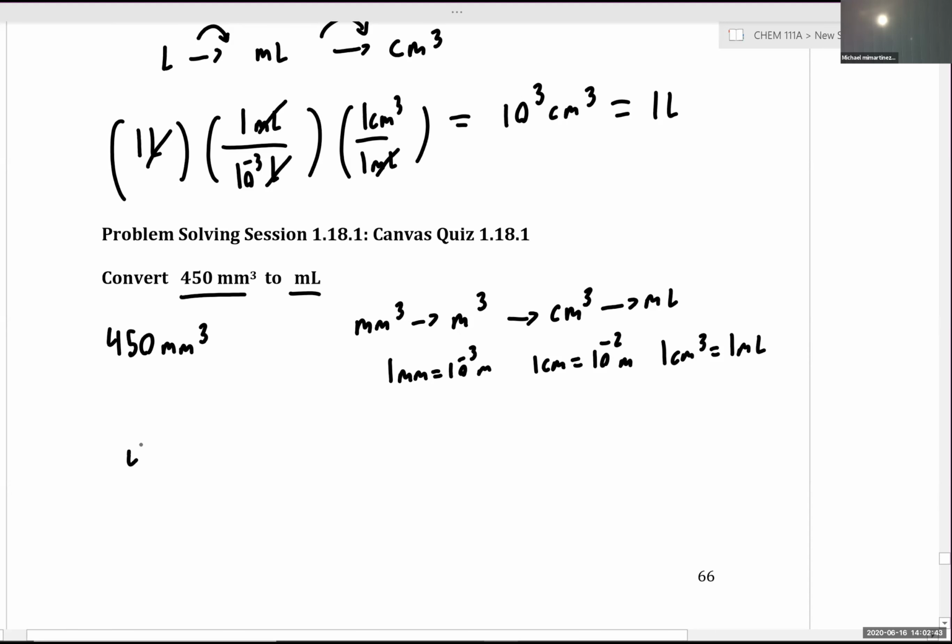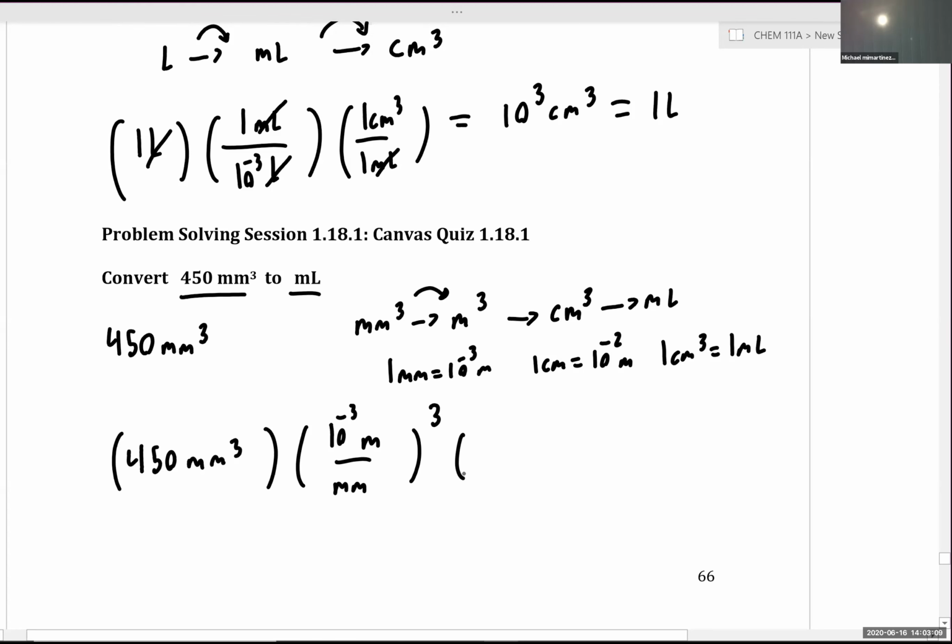Perfect. So now that we have 450 millimeters cubed, my question to all of you is, what unit needs to go on top in our first conversion? If we're converting to meters, meters goes on top. So we have 10 to the negative third meter per millimeter, and since it's a cubic unit, we cube our conversion factor.